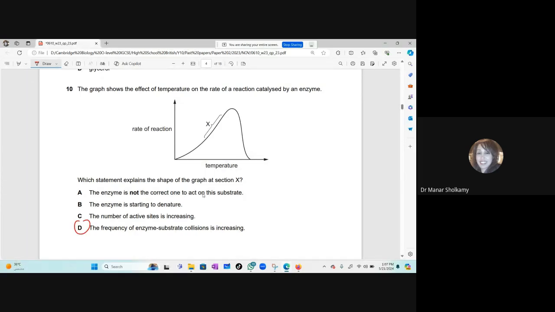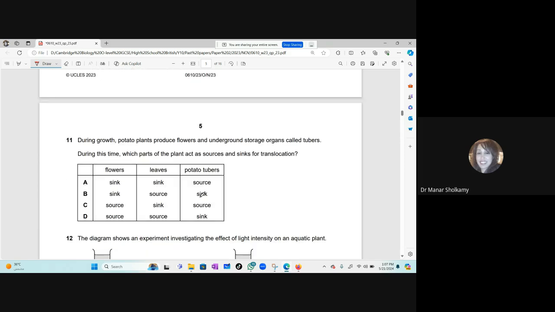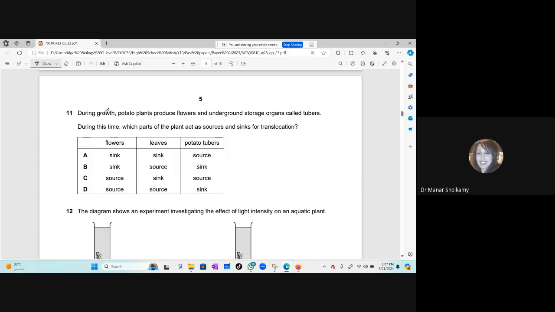If you want to make mistakes, do them in the last 10. Okay? Really, the first 30 questions are so easy. During growth, potato plants produce flowers and underground storage organs called tubers. During this time, which parts of the plant act as the source and sink for the translocation?